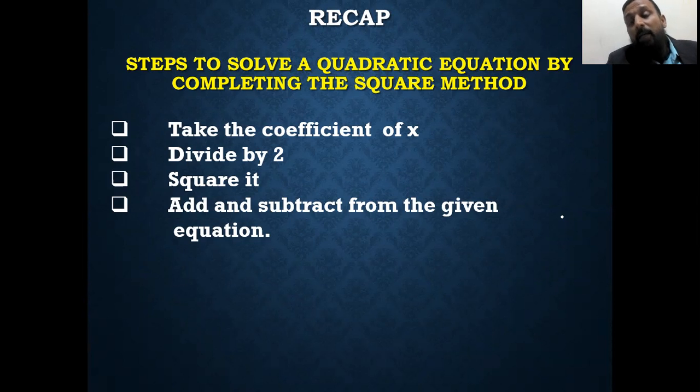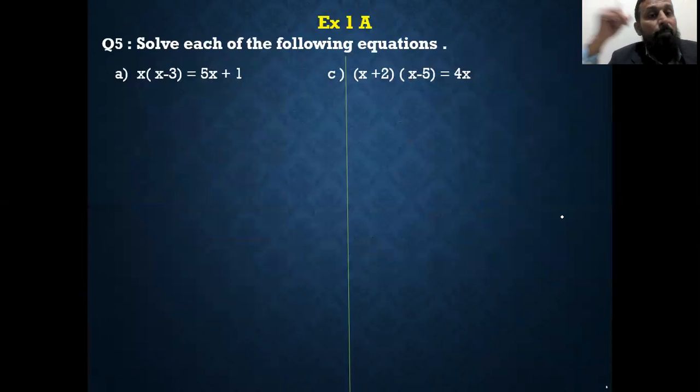Step number 1: take the coefficient of x, divide that coefficient of x by 2, square it, and then finally add and subtract it from the given equation. So dear students, there are 4 steps. Step number 1: take the coefficient of x. Number 2: divide that coefficient of x by 2. Step number 3: after simplifying it, square it, and then finally add and subtract it from the given equation. So let's do some questions.